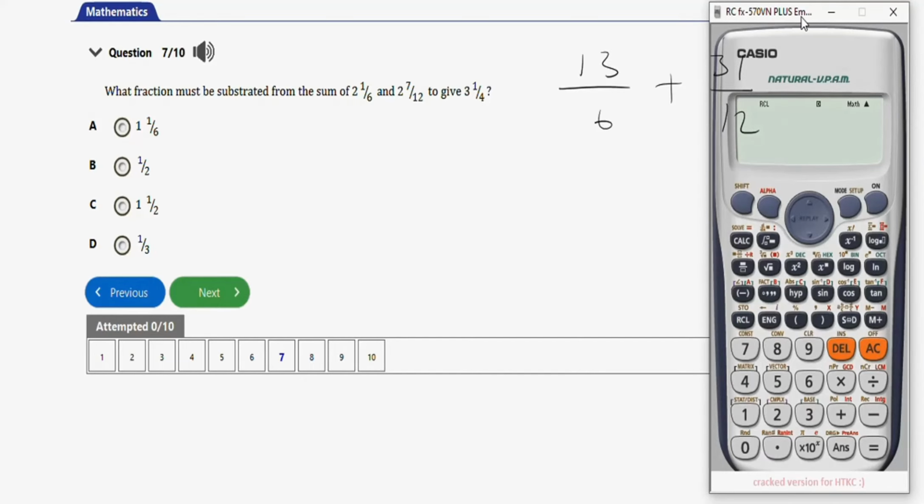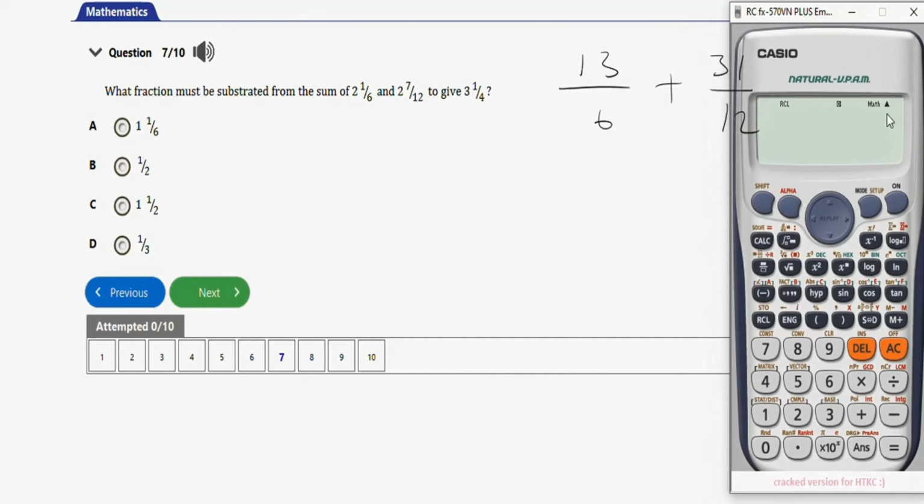So this is a calculator, guys. We have a fraction, 13 over 6. Okay, plus 31 over 12. So what is the output? 19 over 4. Okay, so we have 19 over 4.